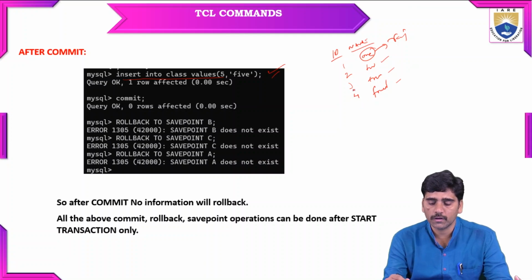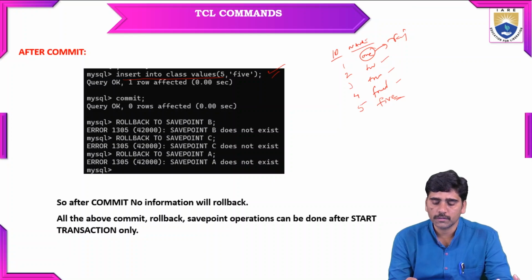Now I am inserting a value after the commit operation, and after the commit operation we are going to try rollback. So how can we roll back? Check here: insert into class values of fifth. So the fifth value is inserted. Now I perform the commit operation.